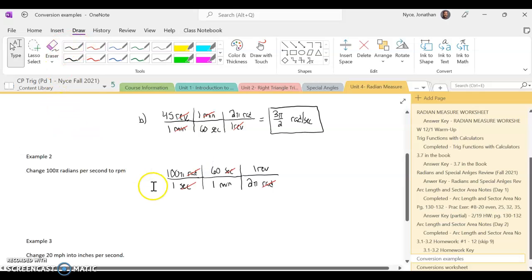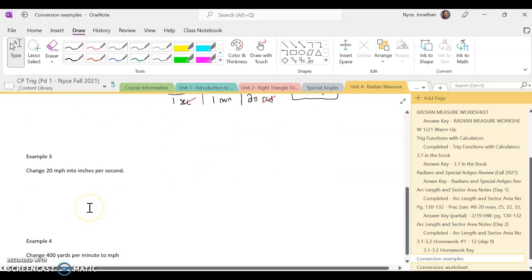And we're going to do 100 pi times 60 divided by 2 pi. Again, throw that in the calculator. That's going to give you 3,000. And our units that are left, we have revolutions on the numerator, minutes in the denominator. So revolutions per minute, or RPM. RPM is always revolutions per minute.